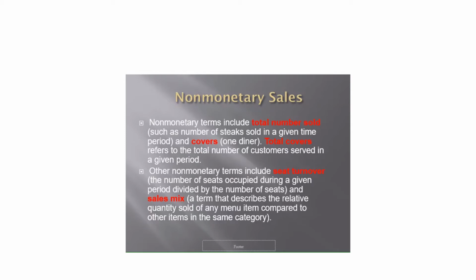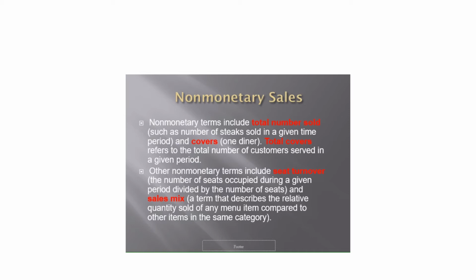Next, we have non-monetary expressions of sales. So this is communicating your sales to somebody else using anything other than dollar amounts. Okay, you can use the total number of something sold, so the number of steaks or salads sold in one day. You can tell somebody that on Friday night I sold 200 covers, or for the week I sold a total of 9,000 covers. Okay, you can also tell people that your seats turned over 5 times during Friday dinner.